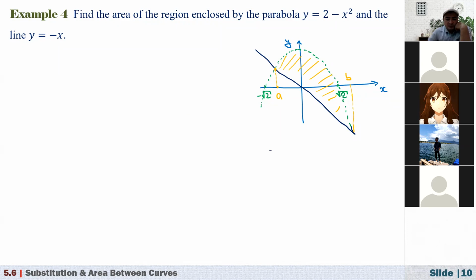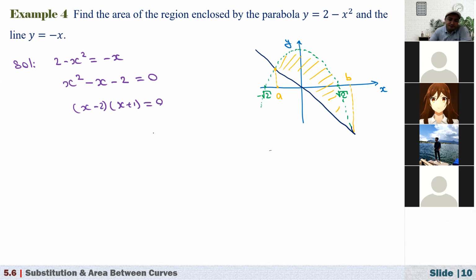To find the value of A and B, the intersection points, we have to solve the equation 2 minus x squared is equal to minus x. Move everything to the right hand side: x squared minus x minus 2 is equal to 0. It's just a quadratic function, factorize it. It is x minus 2 times x plus 1 is equal to 0. So that means that A is equal to -1 and B is equal to 2.